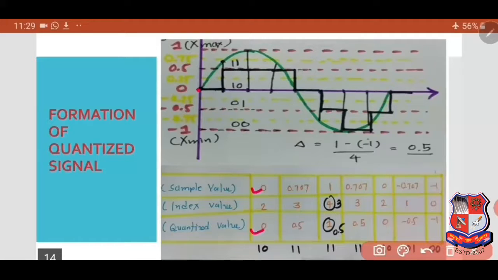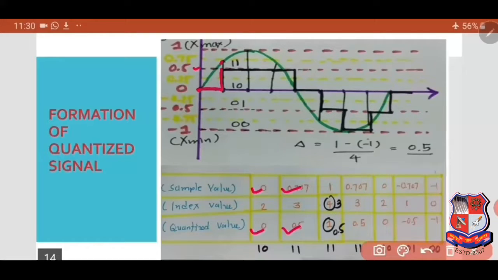then we will take the next sample value, that is 0.707, which is over here. For that value we have the quantized value of 0.5. So the quantized level of 0.5 is over here. So we just extend our signal from the first quantized value 0 to the second quantized value 0.5.